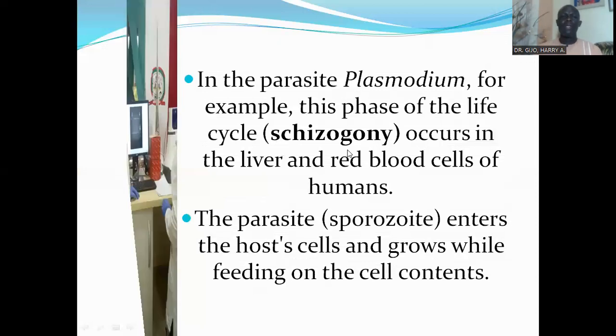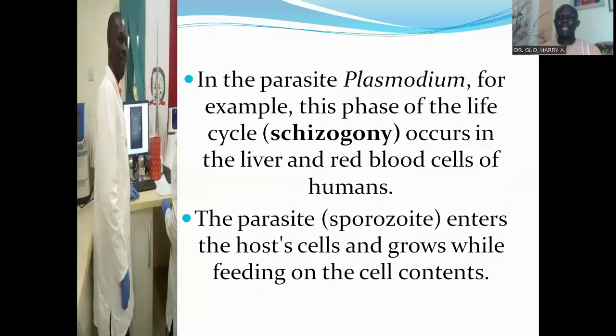And the parasite Plasmodium, for example, has this stage of its life cycle, the schizogony, in the liver and red blood cells of humans. Schizogony in Plasmodium falciparum occurs in the cells of the liver and red blood cells. In the liver, the Plasmodium proliferates and then releases the merozoites, while in the blood cells too, they also carry out such multiplication.